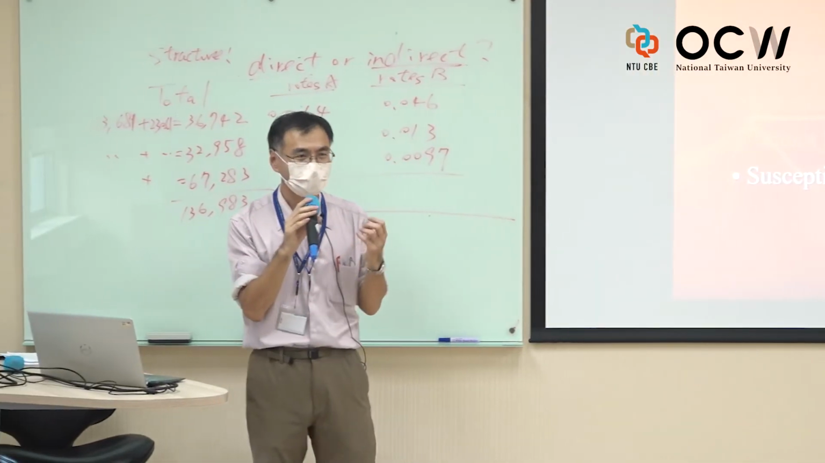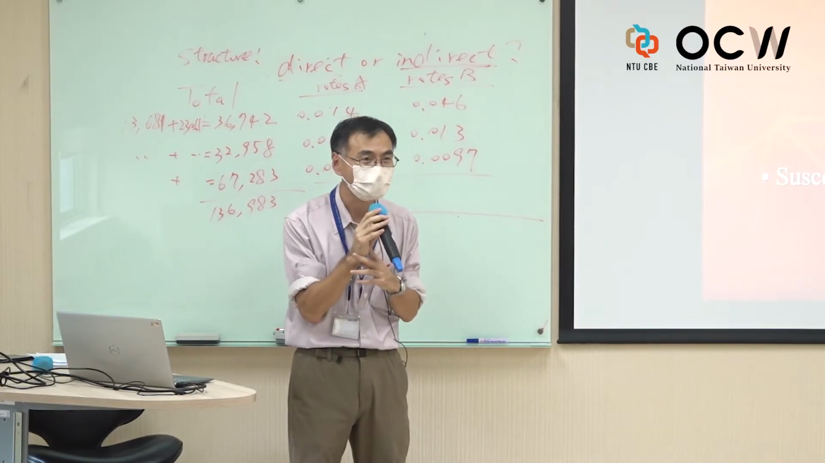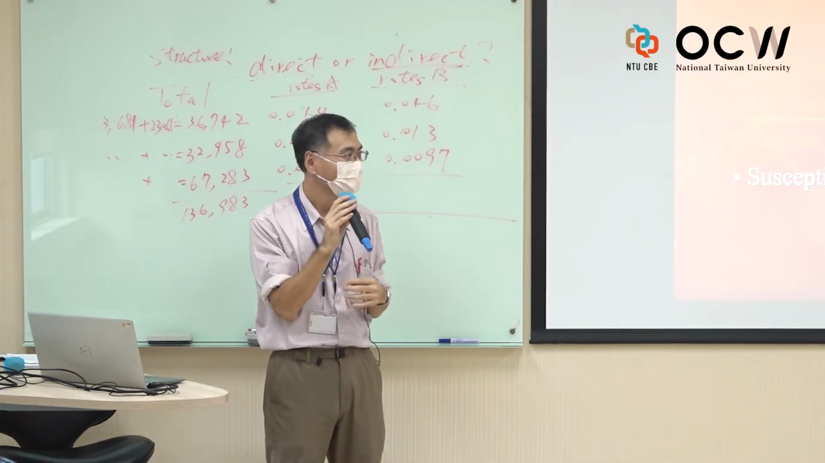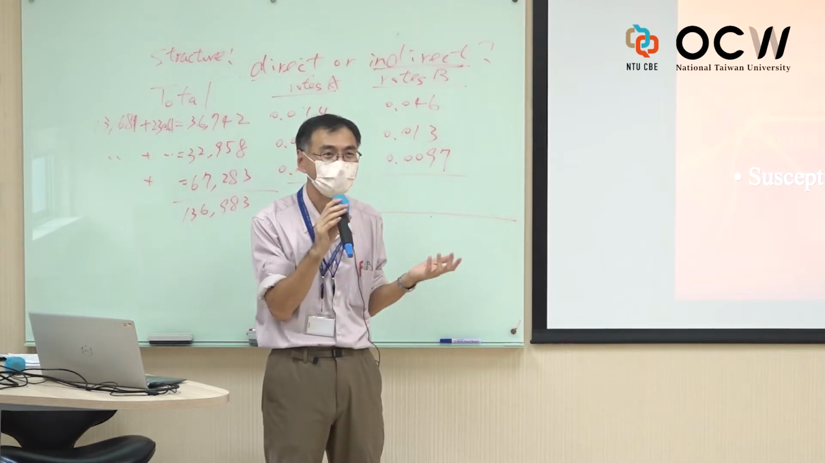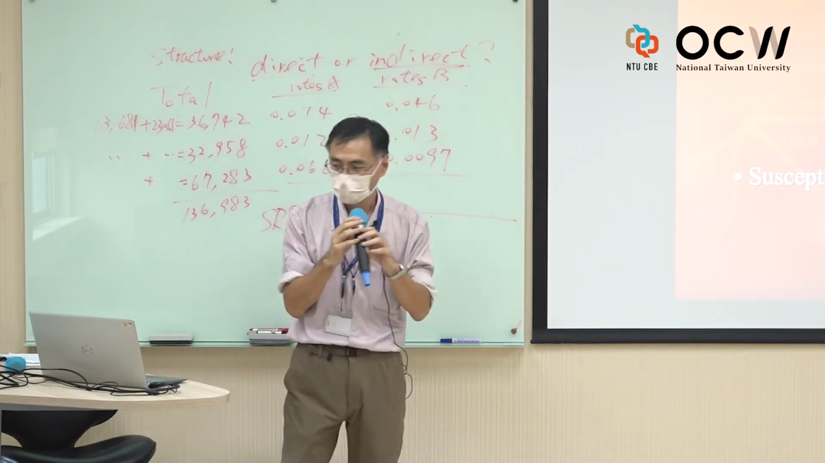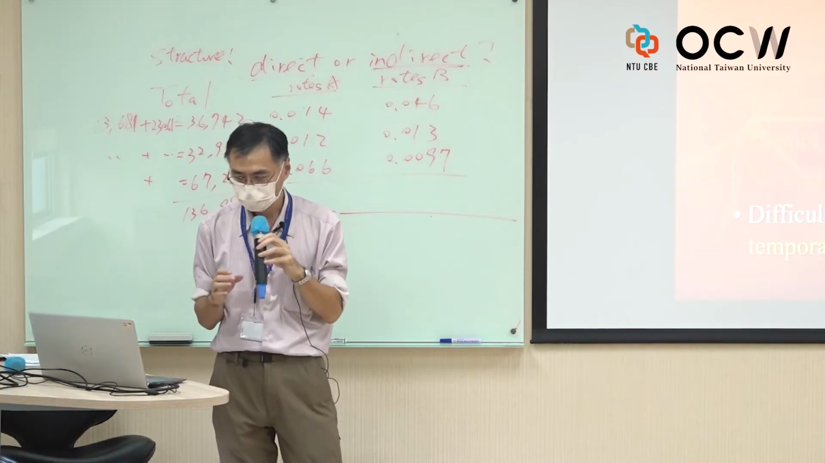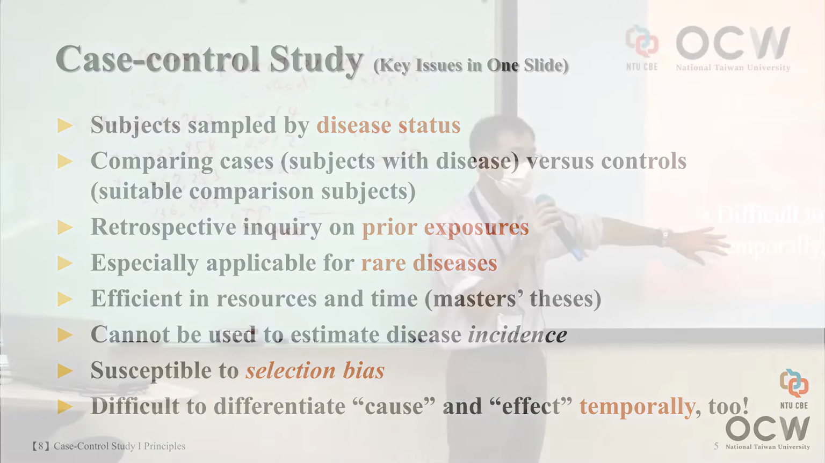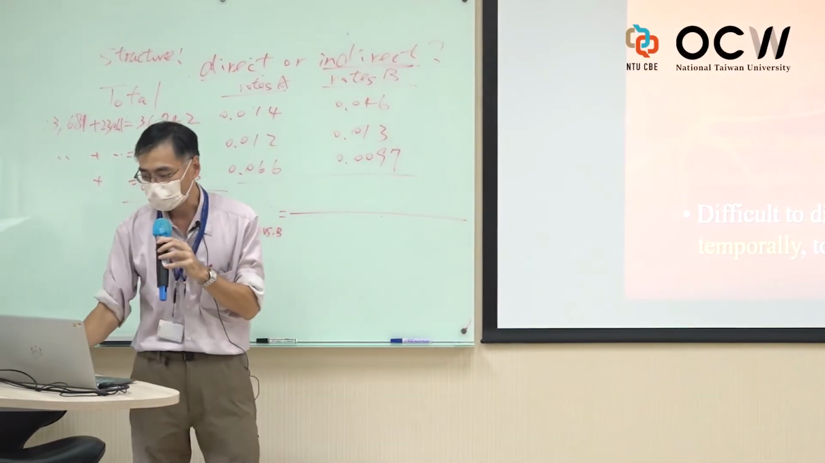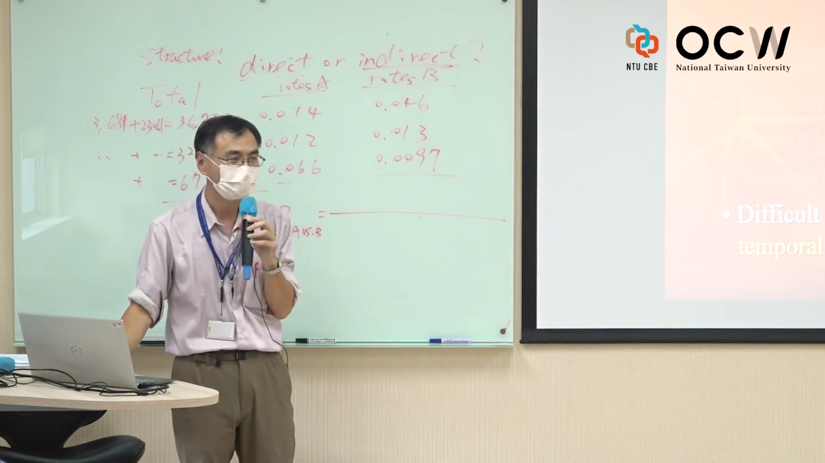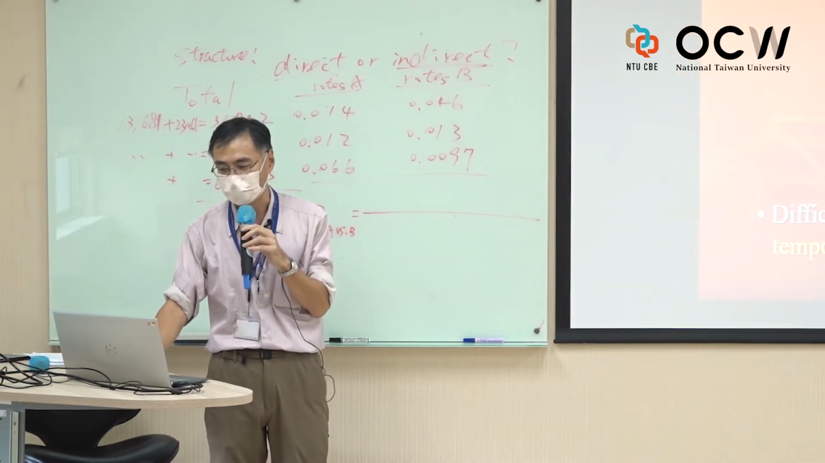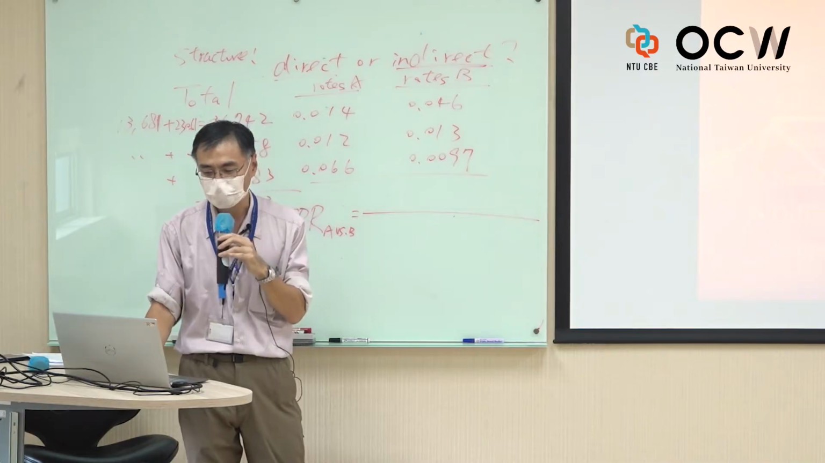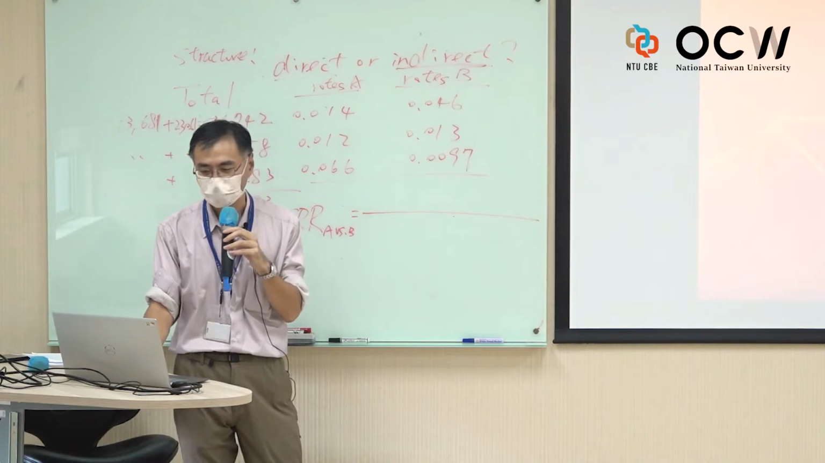So the consideration and identification of selection bias is very important. If you have no idea about the sources of selection bias, then you will not be able to minimize or avoid them, right? So this is a kind of art. Also, for a typical case control study, it's difficult to differentiate cause and effect because of the temporal relation issue. So this is the major disadvantage of case control study, and the best advantage is about resources and time. It's quick and more feasible for a master's student.